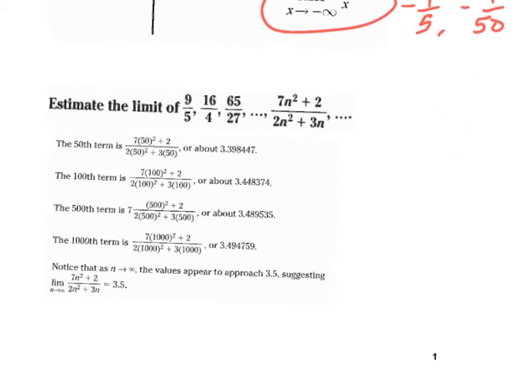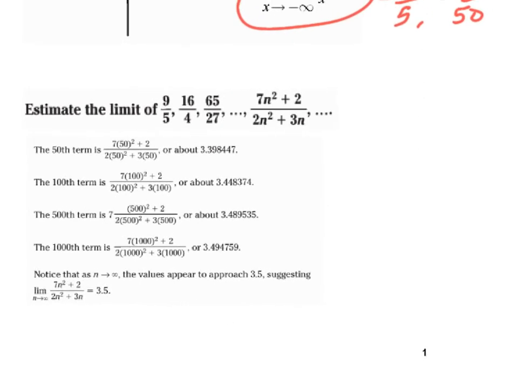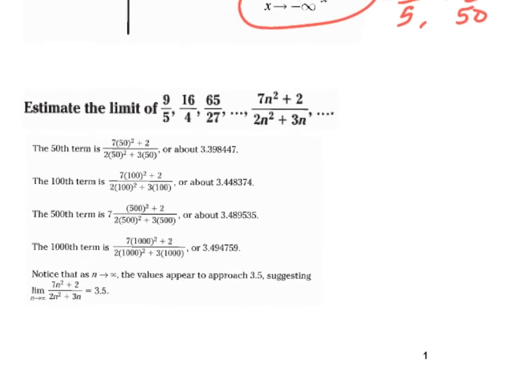So here's an example down here that basically says, if you had some kind of sequence, 9/5, 16/465, 27ths, and then that's basically the general formula, 7n squared plus 2 over 2n squared plus 3n. If you started plugging in increasingly large numbers, we can see what happens. Like the 50th term in this sequence is right here, and it ends up being about 3.398.